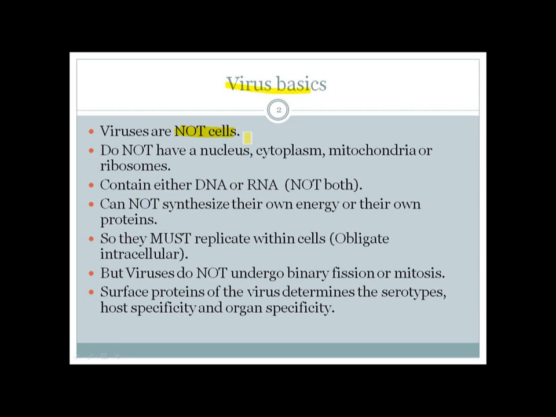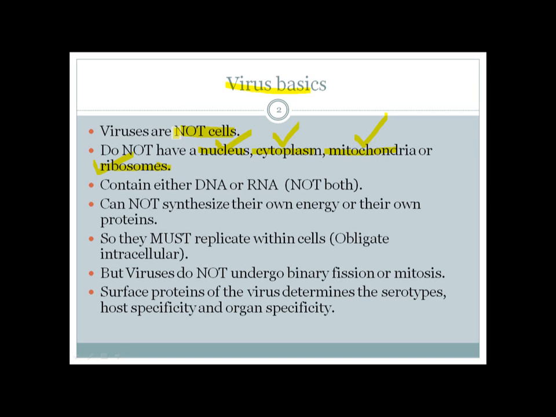Consider a cell, like a human cell, which is a eukaryotic cell, or a prokaryotic cell. A eukaryotic cell has a nucleus, a cytoplasm, mitochondria, and ribosomes. So you have the code, you have the fuel, you have the energy, and you have the protein synthesis machinery. Everything is inside a cell. But viruses don't have anything like that.